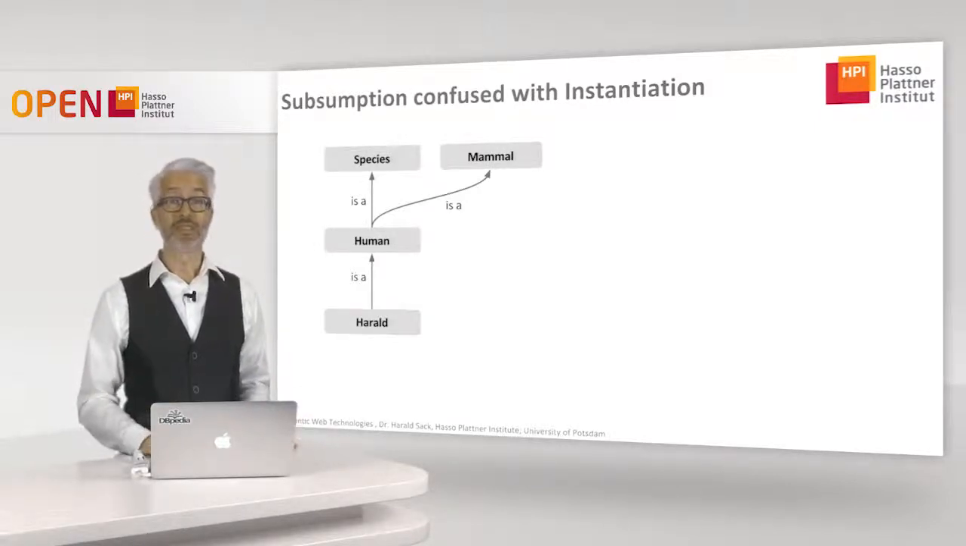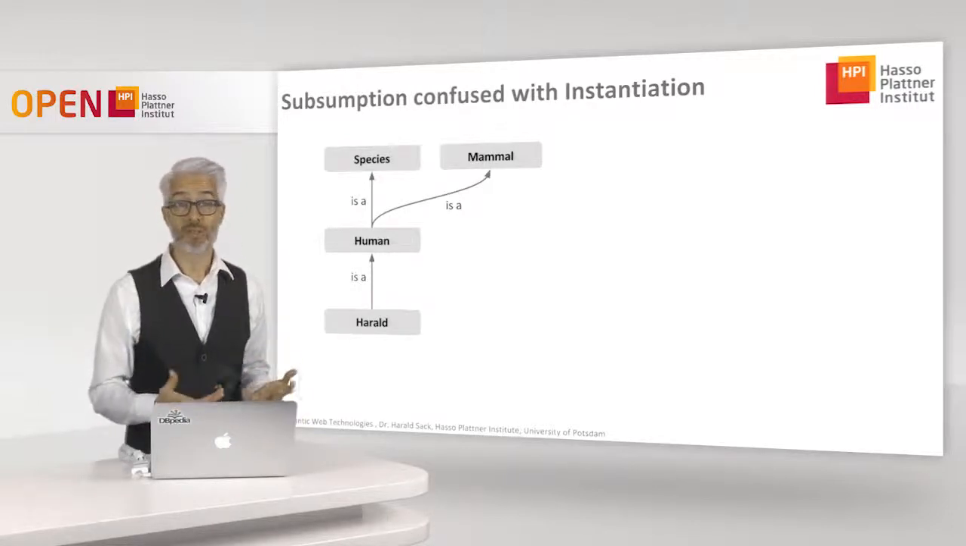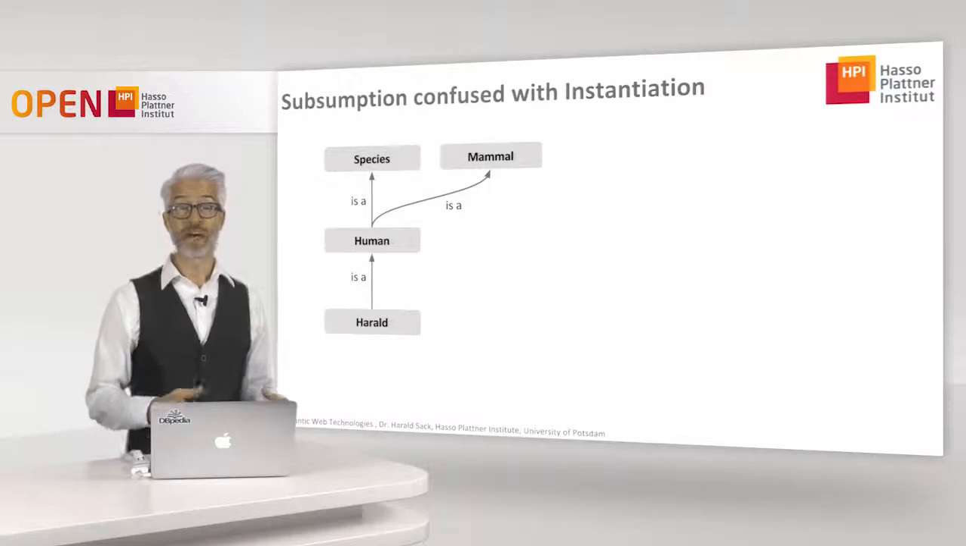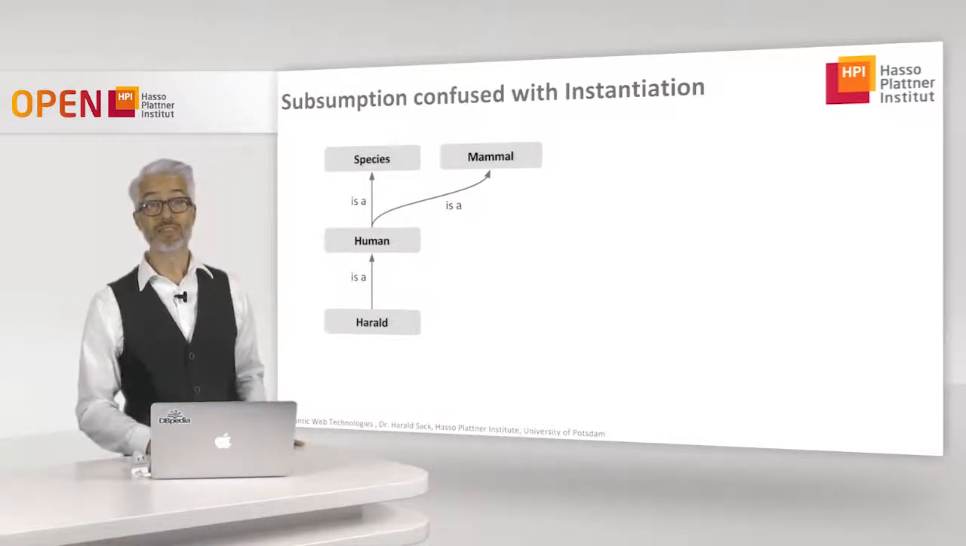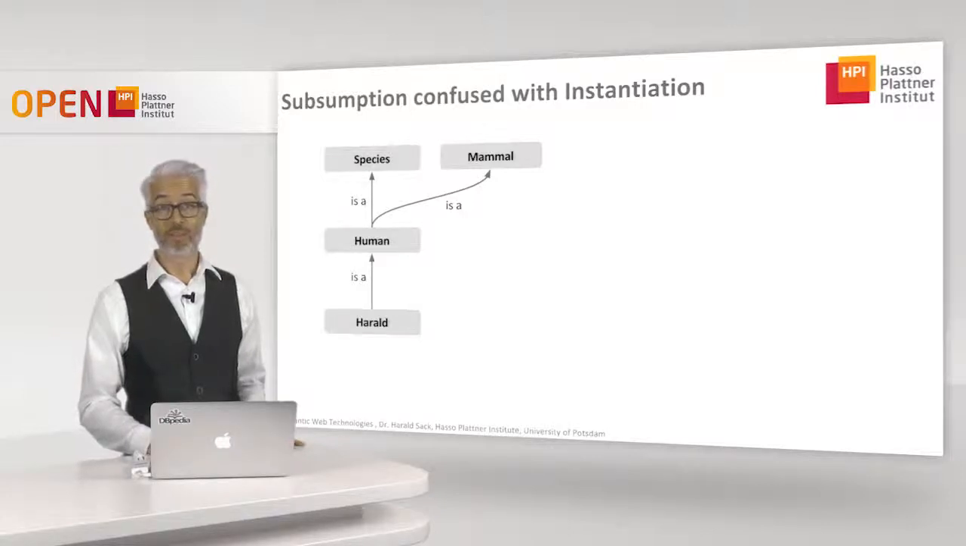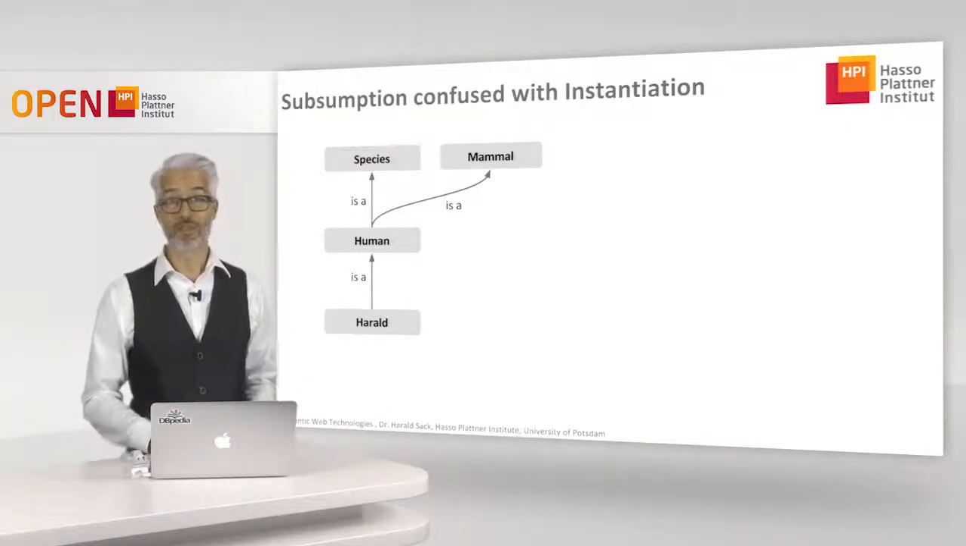First of all, we see Harald is an individual. So it's probably a member of the class human. It's of type human. Human is a class, of course. But then the next question is: is human a species? Is human a mammal? So is human a subclass of mammal and is human a subclass of species?